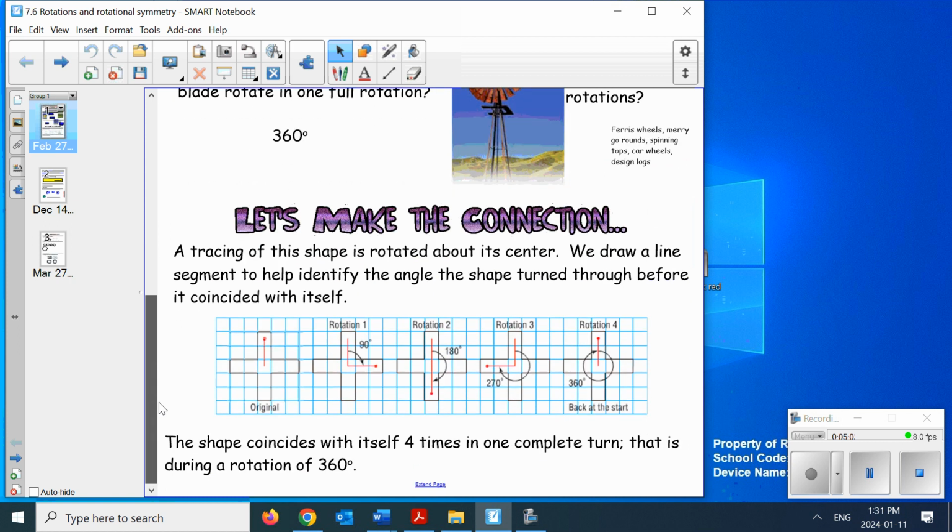Second here, I really want you to watch this and we'll see. Because I think you get it. A tracing of this shape is rotated about its center. We draw a line segment to help identify the angle and shape turned through before it coincided with itself. So, watch this on the original here. Folks, I said watch. I need all eyes up here.